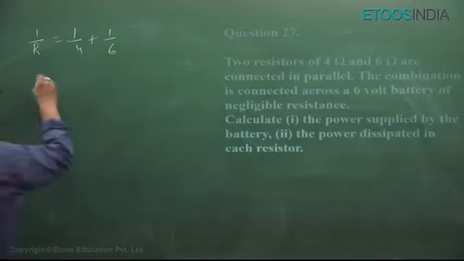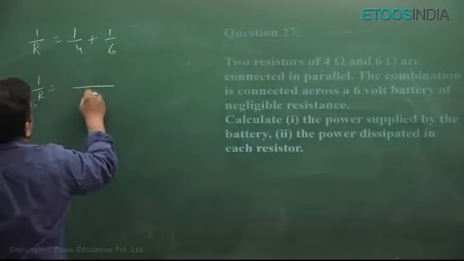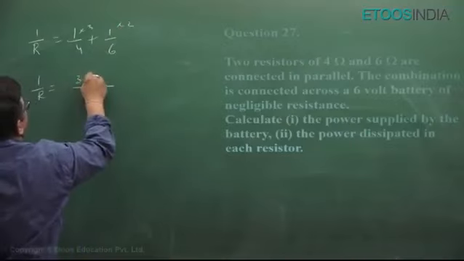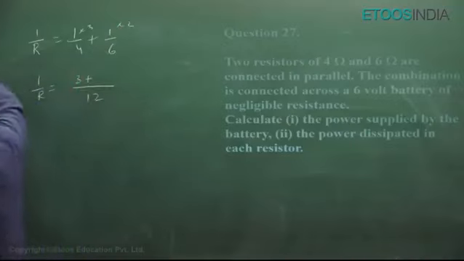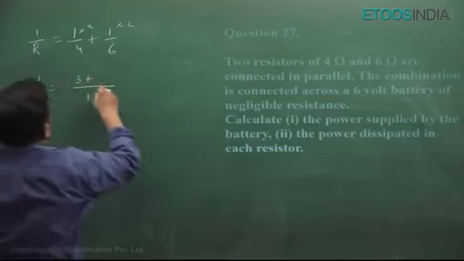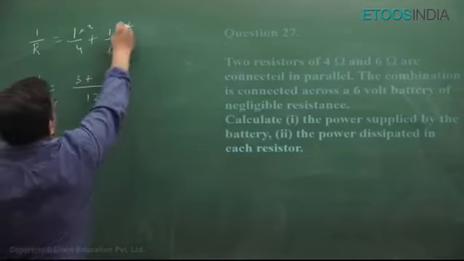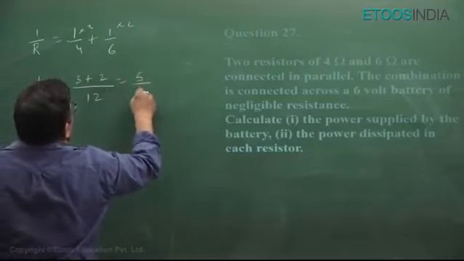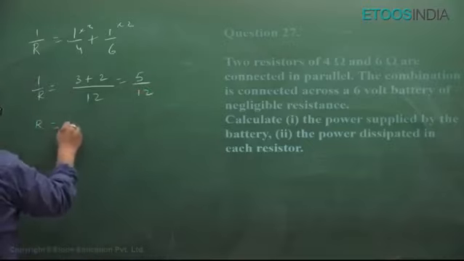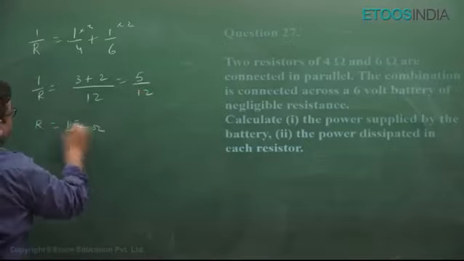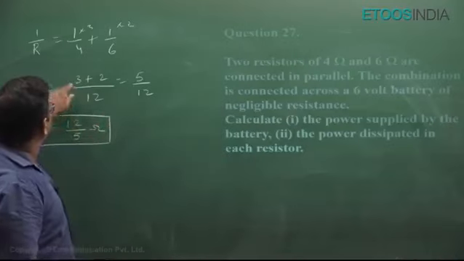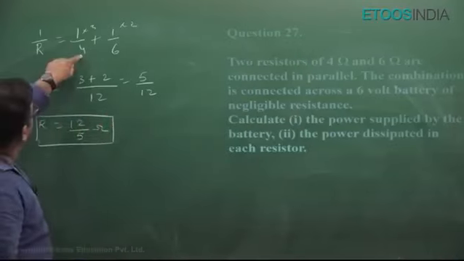The LCM of 4 and 6 is 12. So 1 upon R is equal to 3 plus 2 upon 12. It comes out to be 5 upon 12, or R will be 12 upon 5 ohms. So this is the LCM which we got.